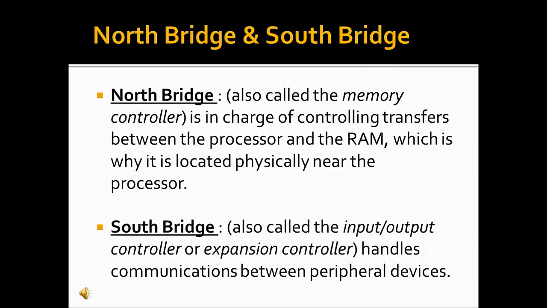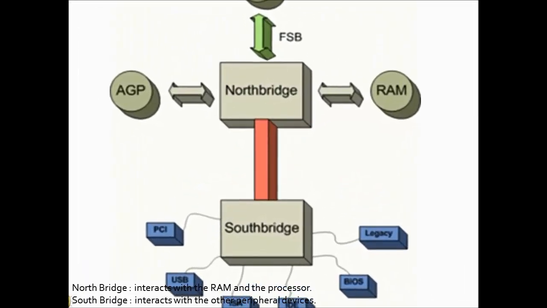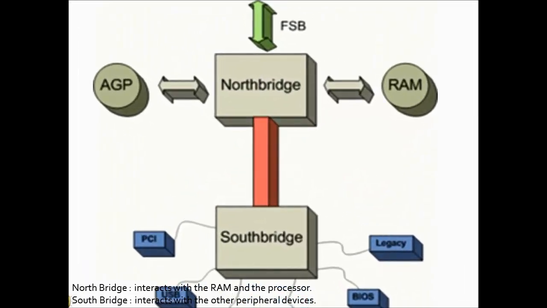The North Bridge is also called the memory controller, as it is in charge of controlling transfers between the processor and the RAM, which is why it is physically located near the processor. The South Bridge is also called the input-output controller or expansion controller, as it handles communications between peripheral devices. This diagram depicts the connections of the North Bridge and the South Bridge on a typical motherboard.